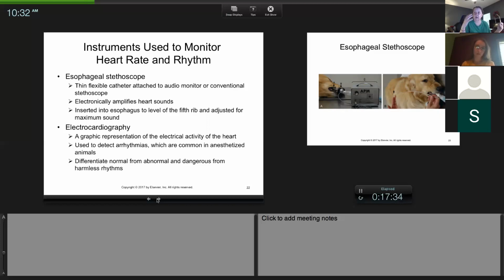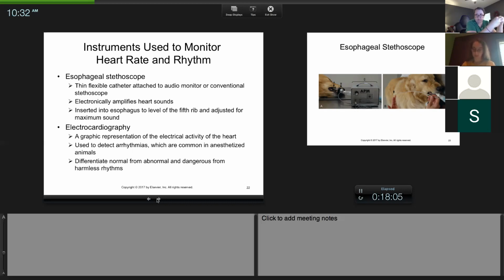Love, love, love, because I'm listening. It's too hard to take your real stethoscope and slide it under the chest. So all you do is put this in, you pass it blindly in the esophagus. I just sometimes put a little bit of water or a little bit of sterile lube on it. It actually doesn't even have to be sterile because you're putting it in the esophagus. And you just listen.